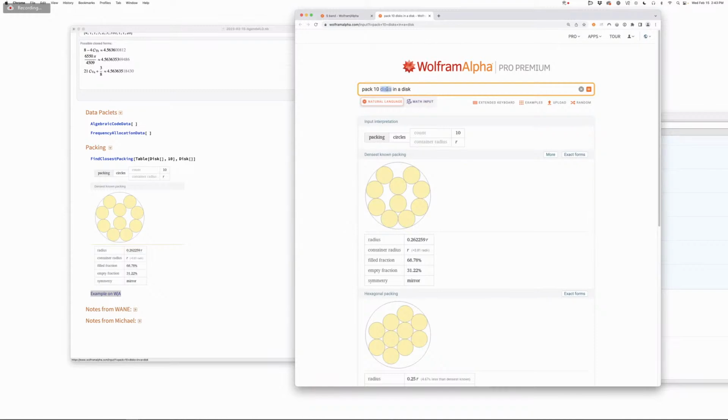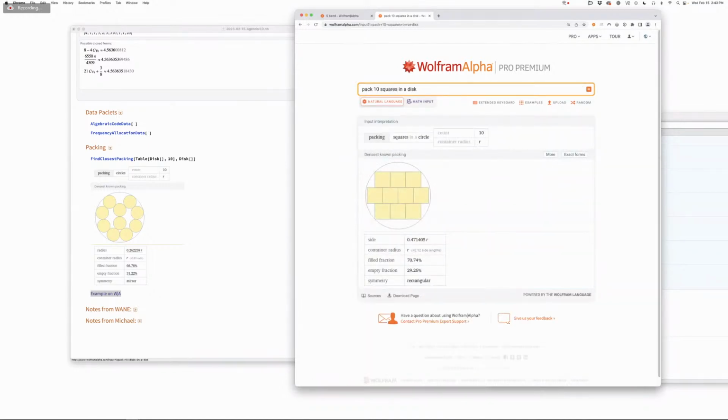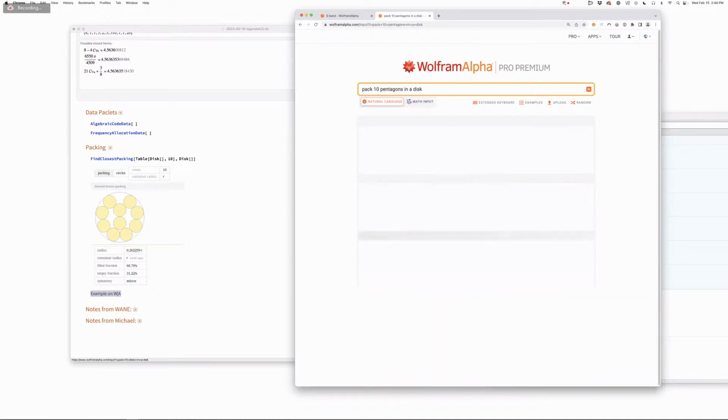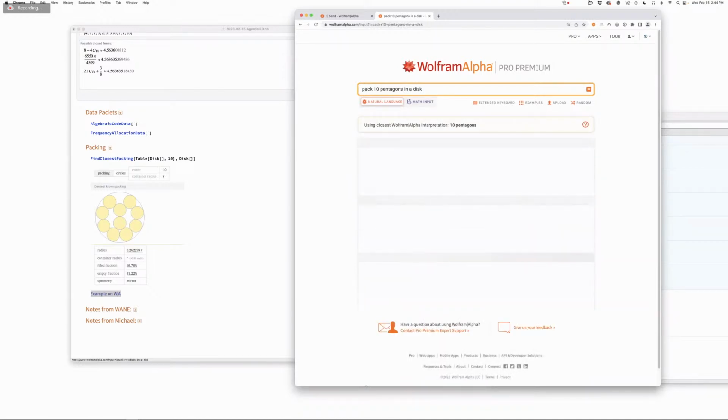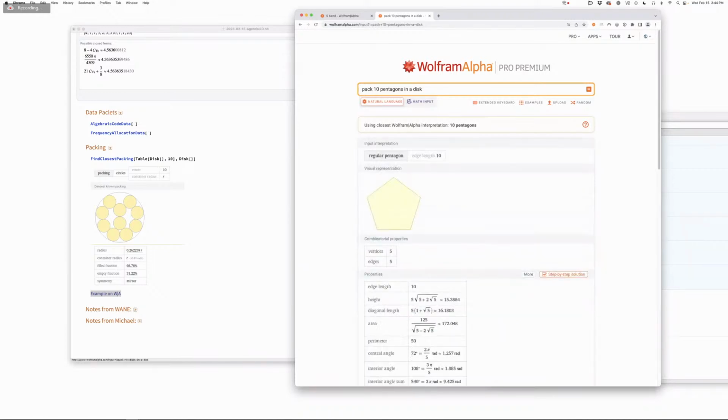If I say pack 10 squares in a disk, does it work? Oh yeah, look at that. What about if I say n pentagons? I don't think this is going to work. Nope. Yeah, I believe there's currently a fixed set of polygons.